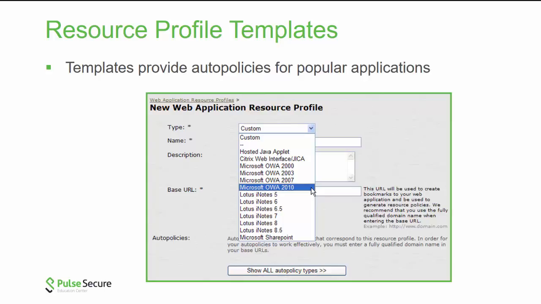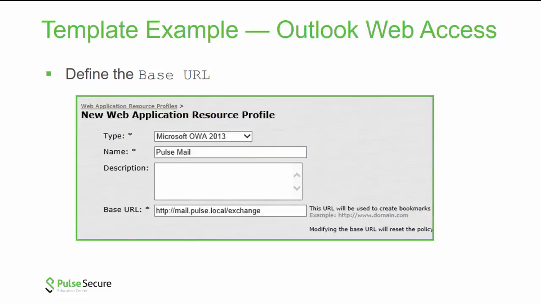Let's take a look at an example template. The sample configuration settings shown permit user access to an Exchange server configured for Outlook web access, which enables users to check their mail using an internet browser. To permit this access using web profiles, you create a new profile and choose Microsoft OWA 2013 as the application type. Define the base URL as a URL to Outlook web access for the Exchange server.